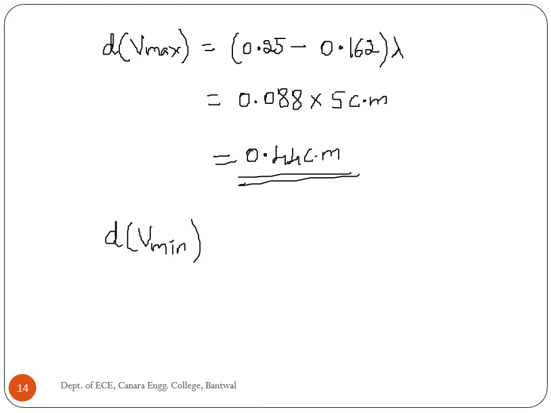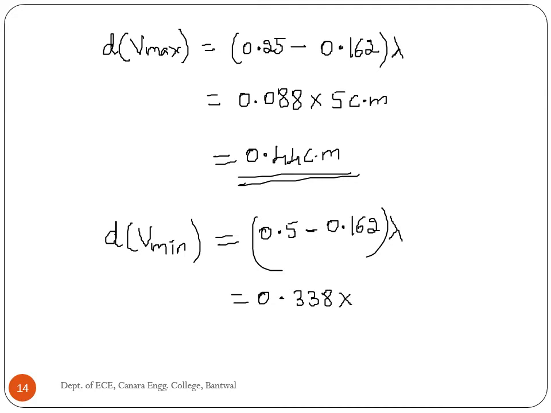Distance between load and V minimum position is 0.5 lambda minus 0.162 lambda, which is equal to 0.338 multiplied with the lambda value 5 centimeter, which is equal to 1.69 centimeter. For the given problem, when we find the solution through the Smith chart, VSWR is 2.6.